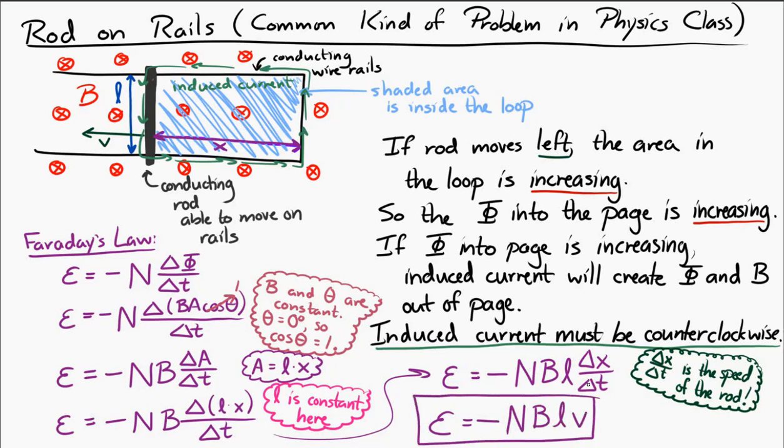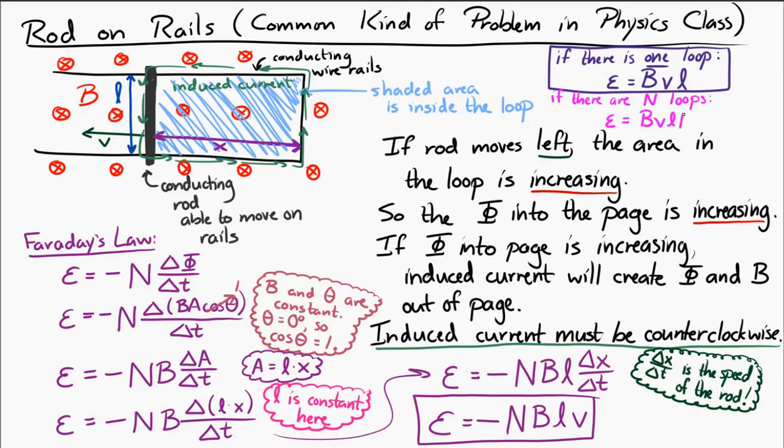So for this rod on rail problem, if we have one loop, then we can say that the EMF is equal to, we rearrange the letters a little bit, BVL, where B is the magnetic field strength, V is the speed of the rod, and L is the distance between the rails. And if my rod on rails problem has N loops, then my EMF would equal BVL times N.